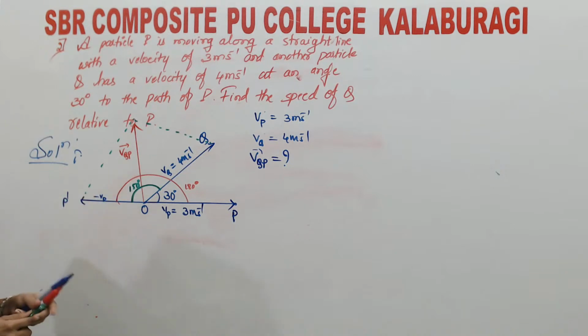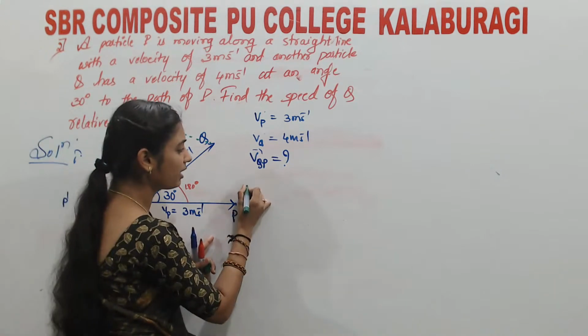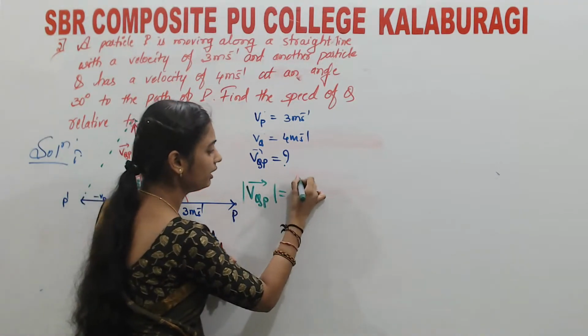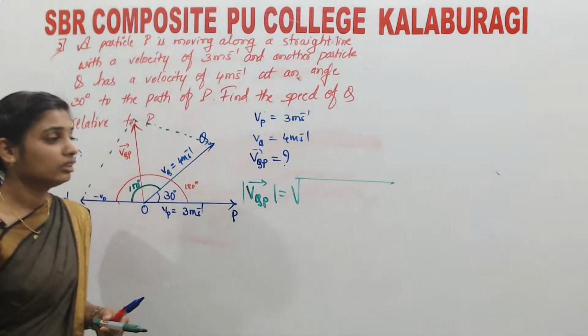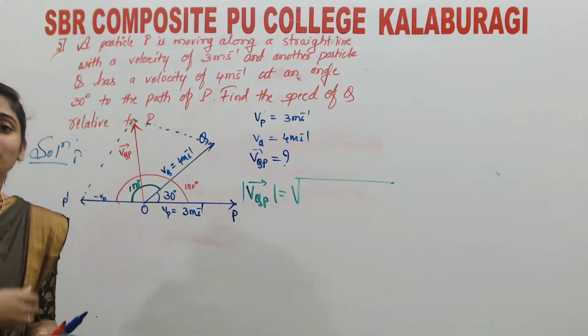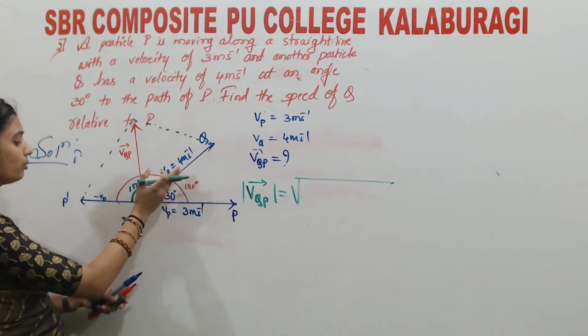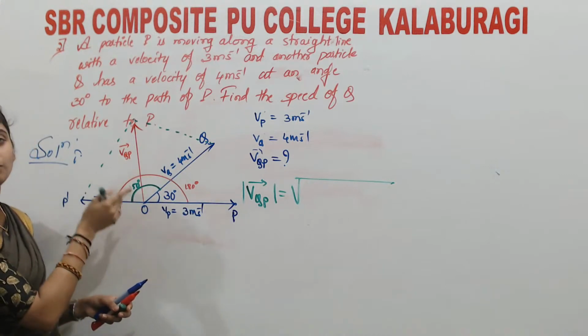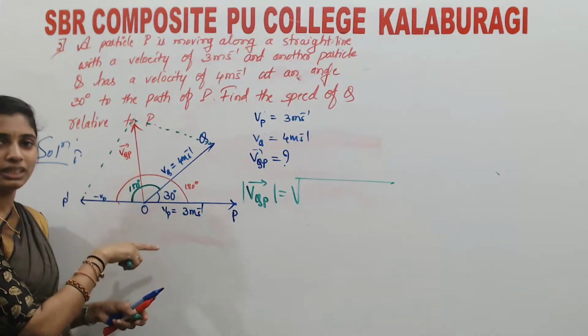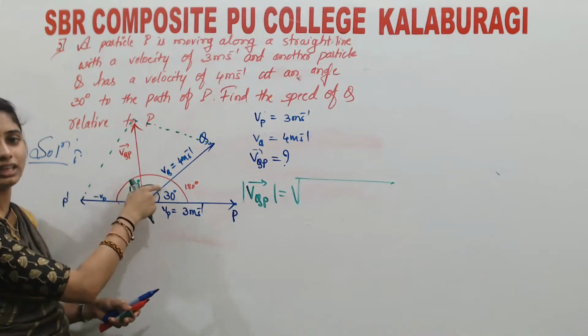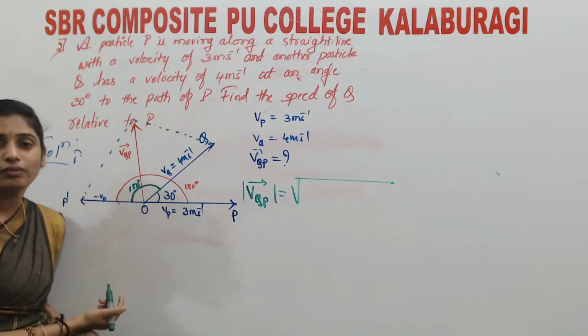Now what can I write for VQP? What is the magnitude of VQP? You know that the magnitude of the resultant of two vectors can be written as VQ square plus VP square plus 2 VQ VP, and what is the angle between those two? Cos of that angle, cos of 150.